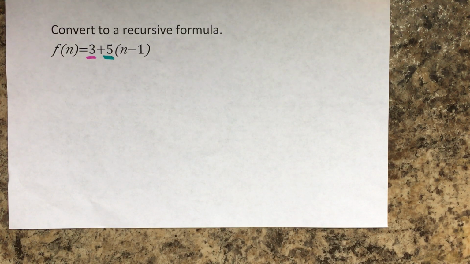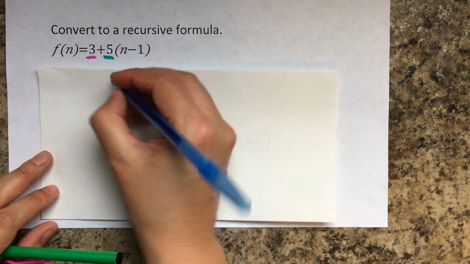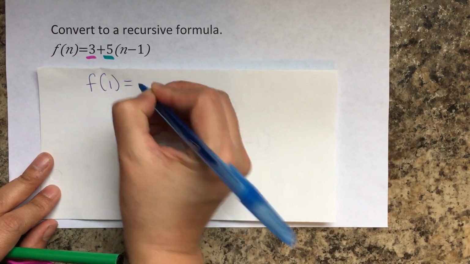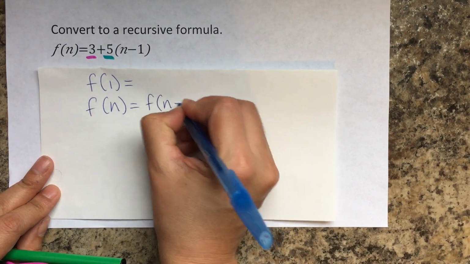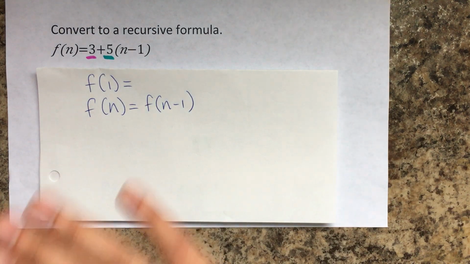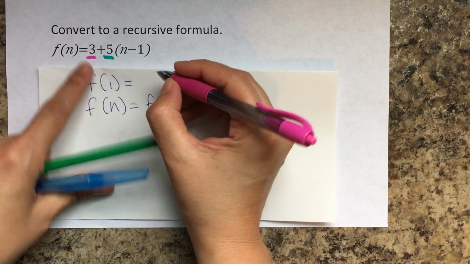Okay, do you want to try it? Pause the video so that you can try and see if you can get it. Remember that the recursive formula has 2 parts to it. And what do you start with? Okay, hopefully you paused it and already have it. Remember that you always have f of 1 equals, f of n equals, f of n minus 1. That it's always part of the recursive formula. F of 1 is your initial point.